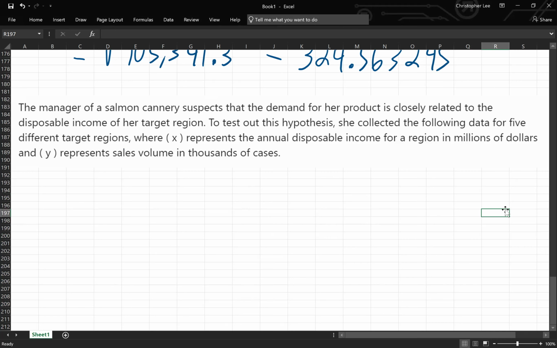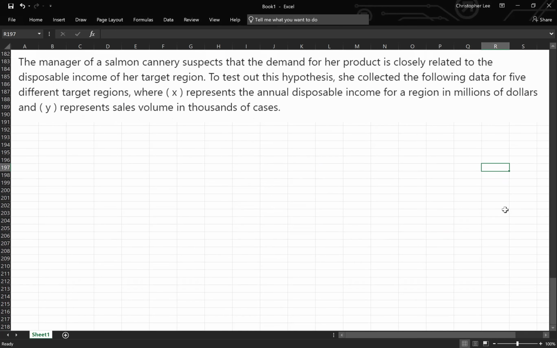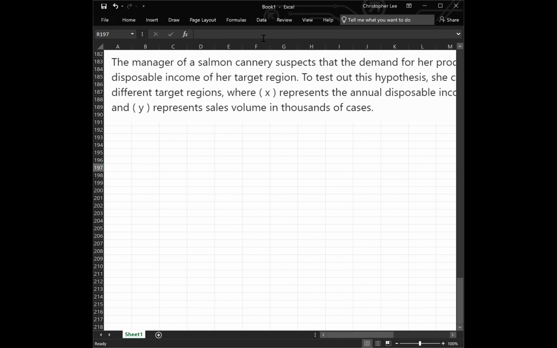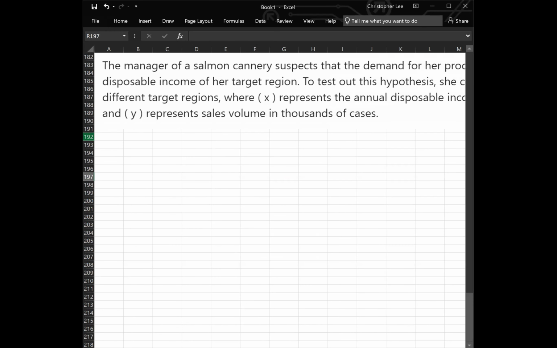So look, we got a story right here. The manager of a salmon cannery suspects that the demand for her product is closely related to the disposable income of her target region. To test this hypothesis, she collected the following data for 5 different target regions, where X represents the annual disposable income for a region in millions of dollars, and Y represents the sales volume in thousands of cases. All right, let me write those out real quick. Bear with me one second because it's not gonna look pretty. I'm gonna try my best.